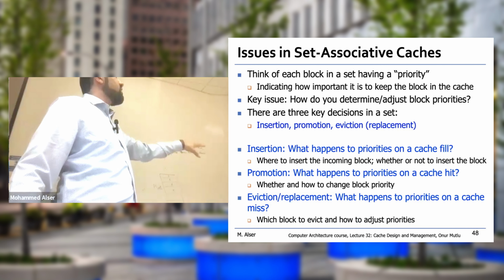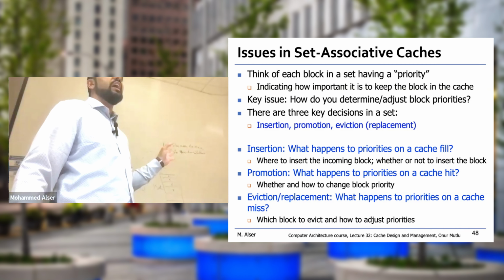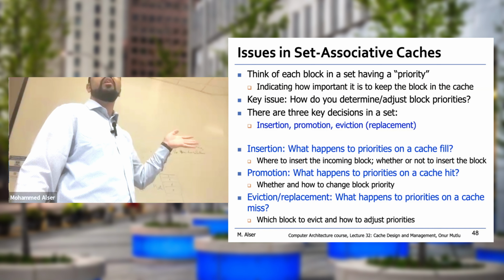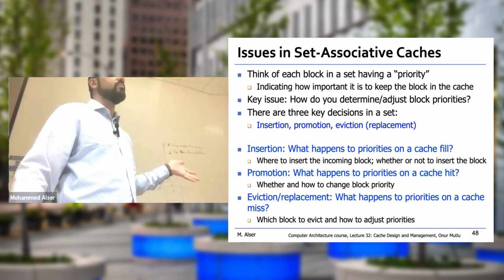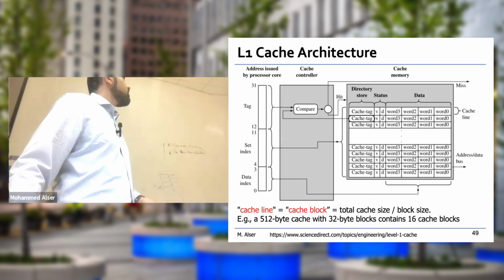So hopefully you understand how insertion, promotion, and evacuation happen in the cache, at least in general idea. Now we are going to jump into the details of each of those items and see what algorithms are available to do that. Okay, so we have insertion, promotion, and evacuation.